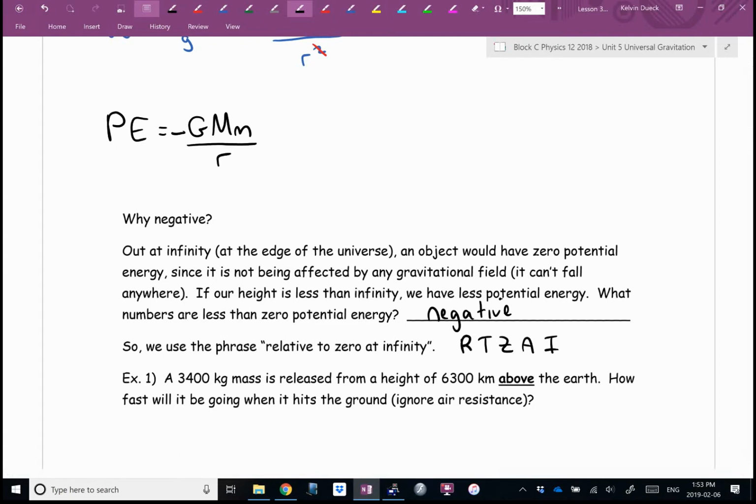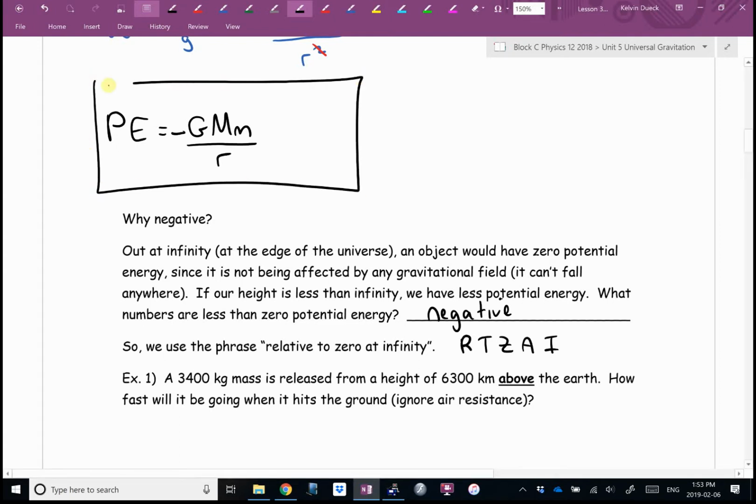Now, do me a favor. I should have put a big box here, and I didn't. Can you draw a box around that? That's our equation of the day. It's on your formula sheet. Negative big G, big M, little m over R.